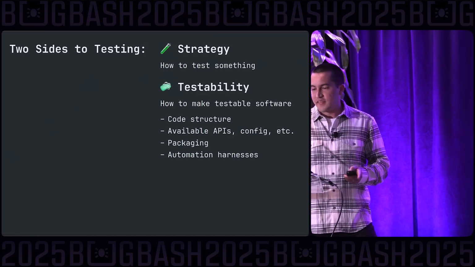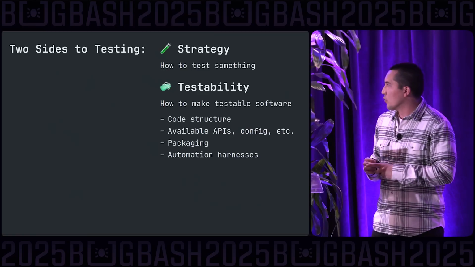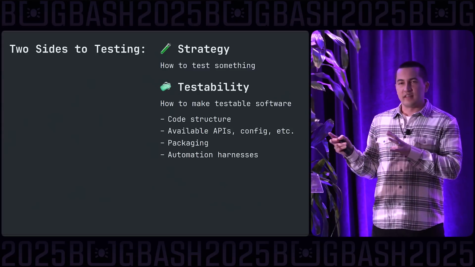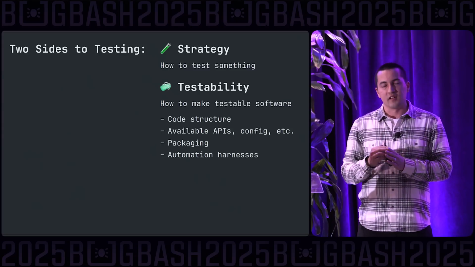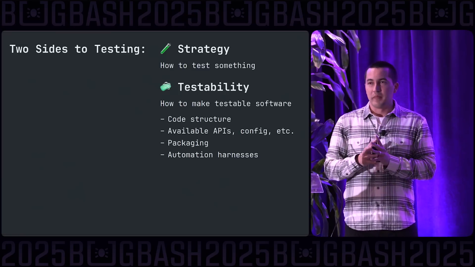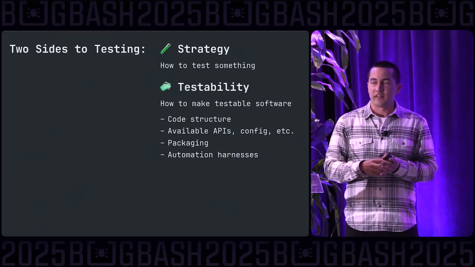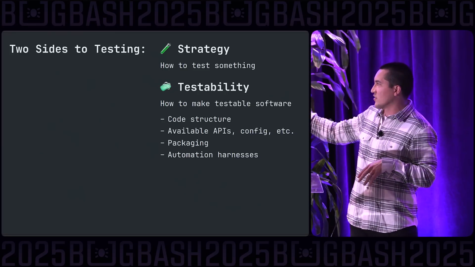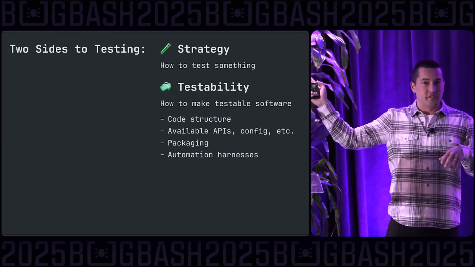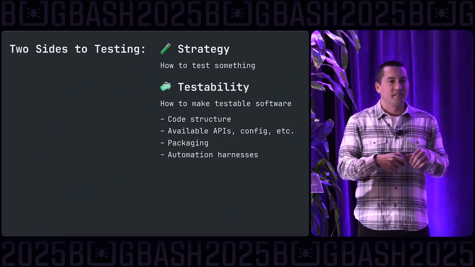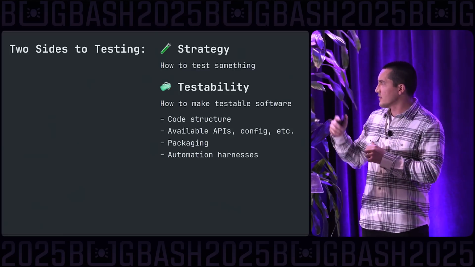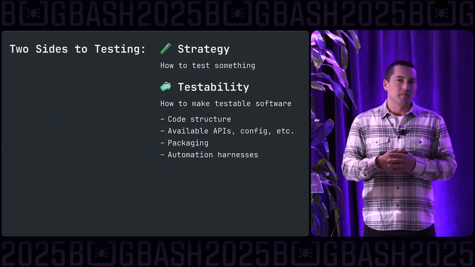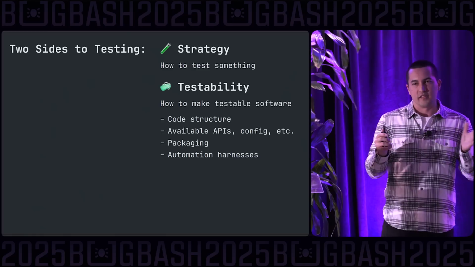Okay, one more setup slide before we get into it: the two sides to testing. They're both equally important. This is also going to be the slide format. If the slide header starts with a test tube, we're going to be talking about testing strategy. If the slide header starts with soap and bubbles, we're going to be talking about testability. Testing strategy doesn't need an explanation. That's how to test something. Without this, tests don't exist. Everyone gets this one. It's easy.